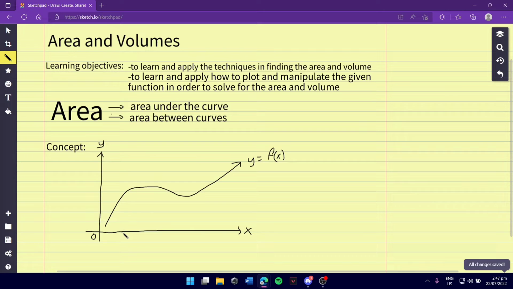This is your point A and this is your point B. We're going to find the area under the curve from point A to point B. So this is the area we're going to find, like that.